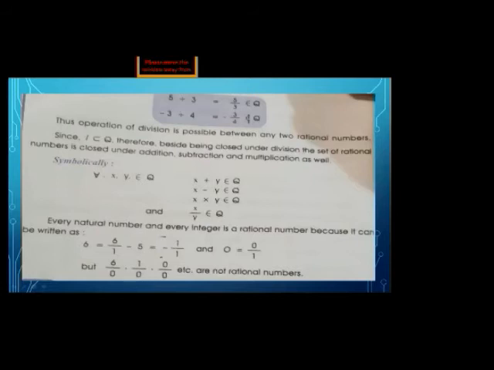So we write 6 upon 1 minus 5. After taking their LCM, the result is minus 1 upon 1, and 0 is equal to 0 upon 1. But 6 upon 0, 1 upon 0 and 0 upon 0, etc. are not rational numbers. 0 has no multiplicative inverse. So that's why they are not considered as rational numbers.